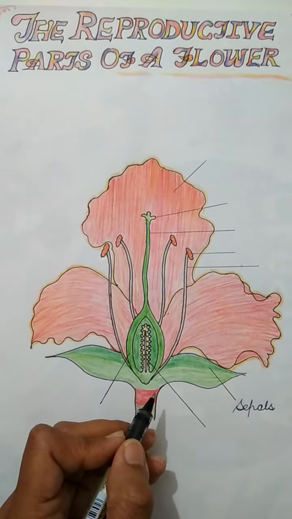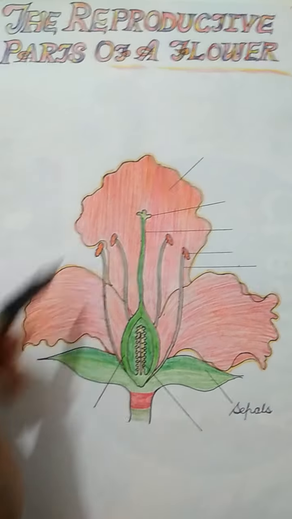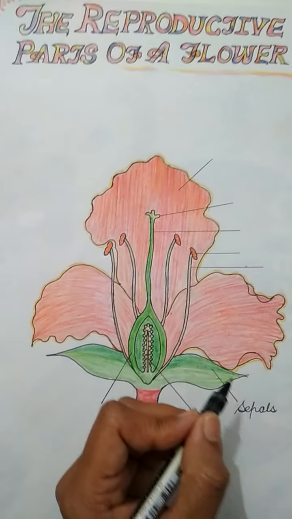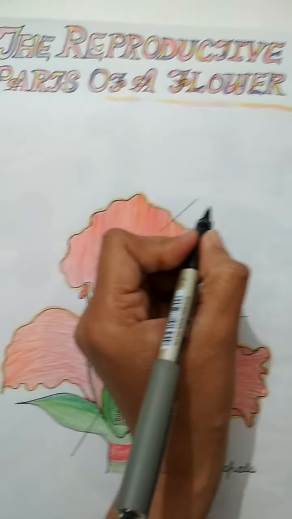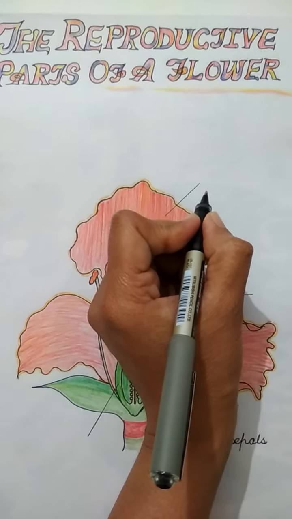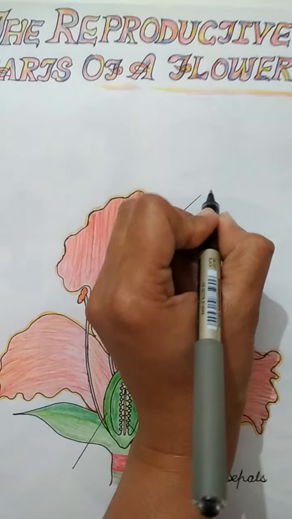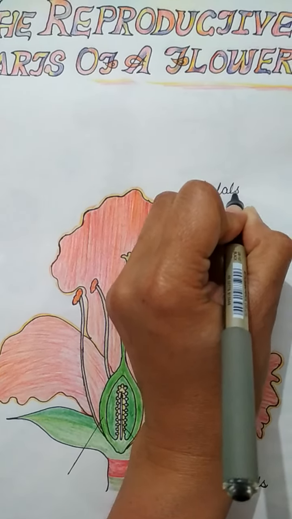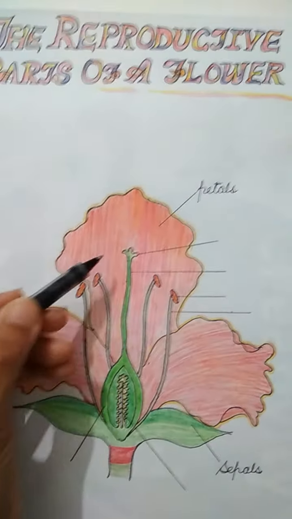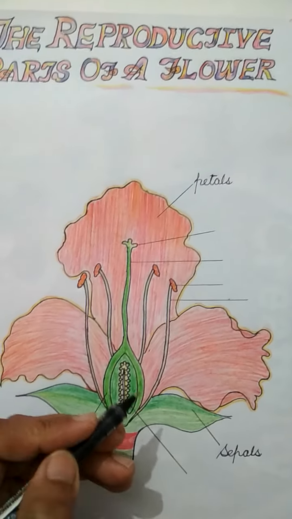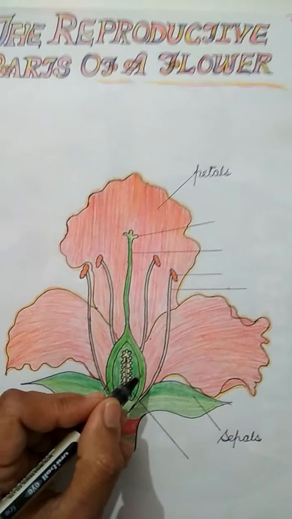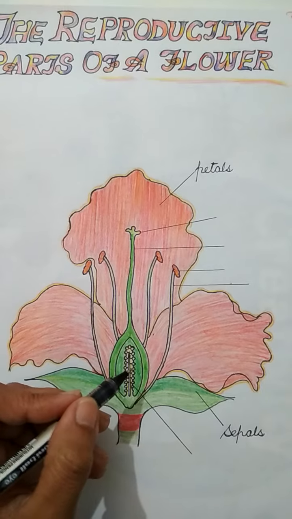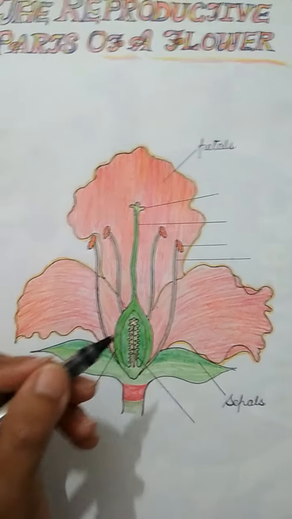And the bright colorful leaves, these are known as petals. What do we call these bright colorful leaves? Petals. These bright colorful leaves known as petals attract insects and help in the process of pollination.